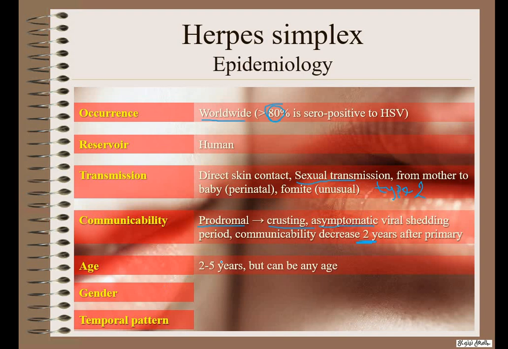Herpes simplex virus can occur at any age, but usually it starts from the age of 2 to 5 years. Infections have no gender predilection, so it affects males and females at the same rate. The disease has no seasonality, so we can see patients all year round. So it has no temporal pattern.